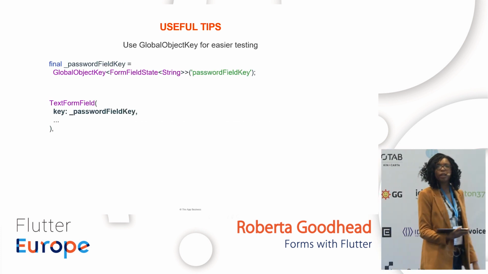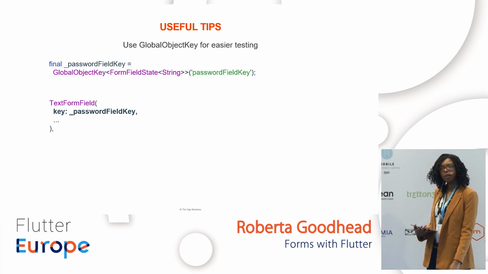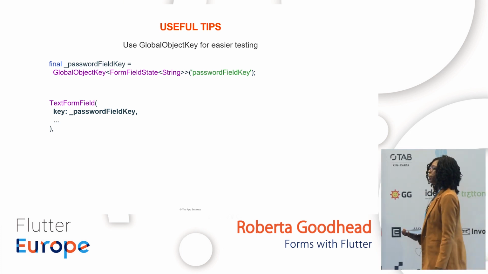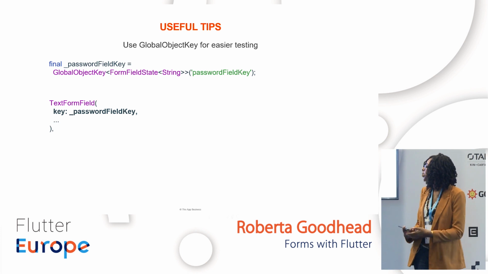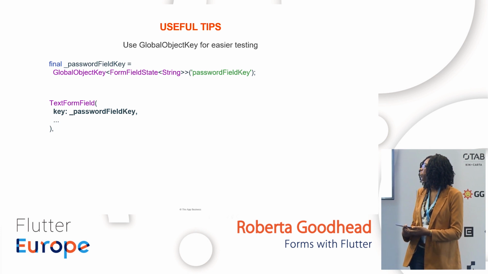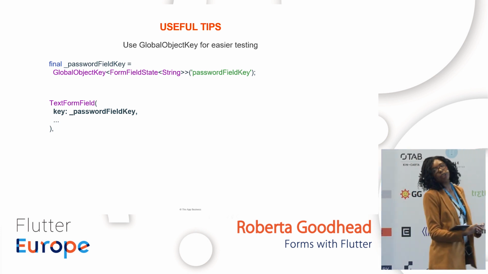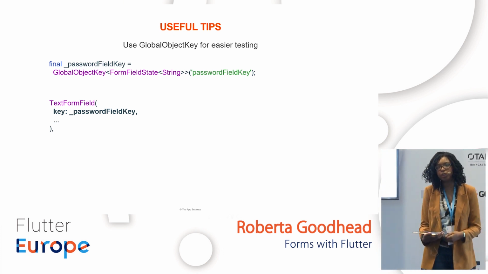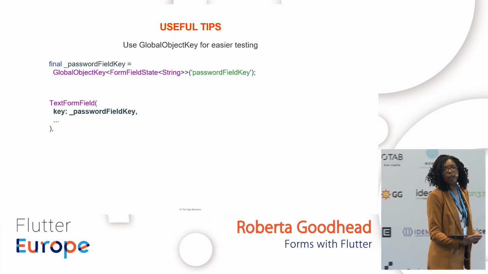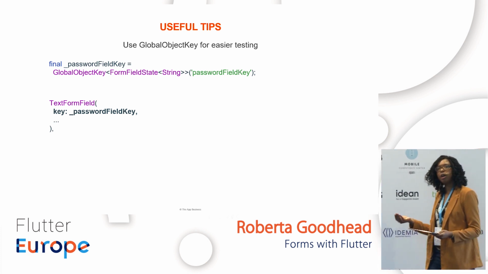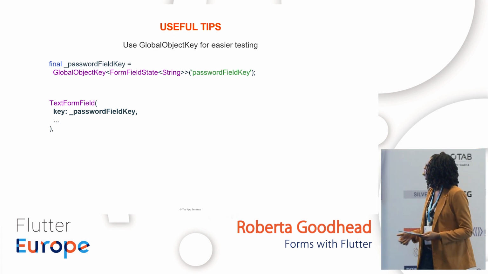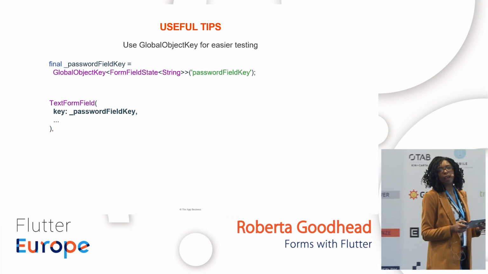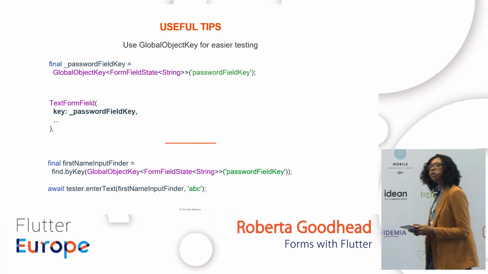Another useful tip. So when you're testing, earlier on I stated that you want to have access to your field state. You want to use a global key, but you still want that key to be named so that your test can actually find that key. A way around it is to use the global object key, and that way you can actually have a named key in effect, as shown here. And this is how you would use it in your test.